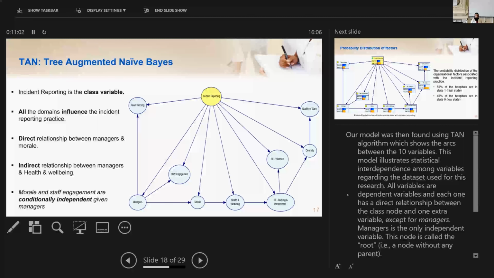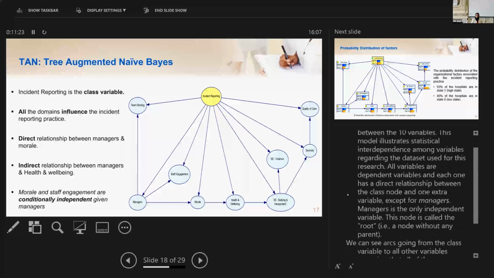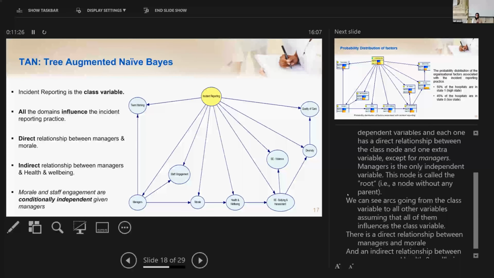So this is the output of the model that we found in GeNIe Modeler using the TAN algorithm. As we can see, there are 9 different factors affecting the incident reporting. All variables are dependent variables, and each has one direct edge between it and the class variable and one extra variable, except for managers. Managers is the only independent variable, so this node is called the root node. We can also see that there are arcs going from the class variable to all other variables, assuming that they influence the class variable. So it's the opposite way.